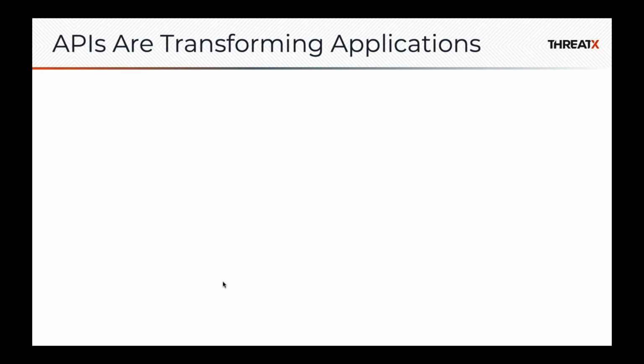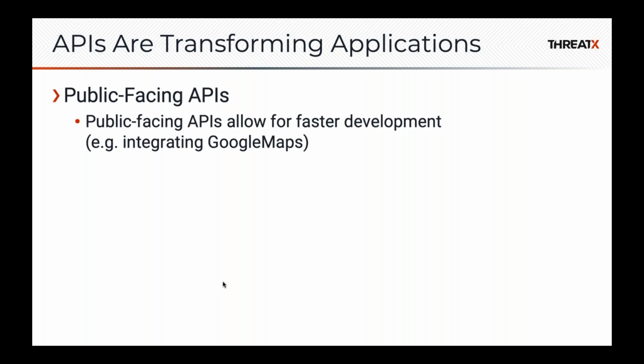So bots are a big deal, but APIs are probably one of the biggest things on the horizon that we need to think about when we talk about application security. So we know about public-facing APIs, right? Like we said, there's more and more of them every day. They're very useful, and they could be used for faster development, mobile apps and stuff like that.